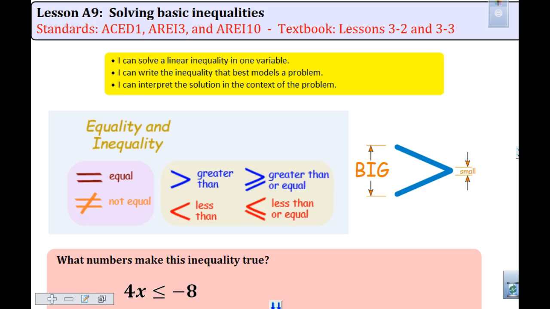So looking at inequalities, this is really review that you did last year. We have our inequalities, we have equal and not equal, we have greater than and less than, and we have greater or equal and less or equal. Sometimes you might see a phrase that they use mathematically instead of greater or less than.